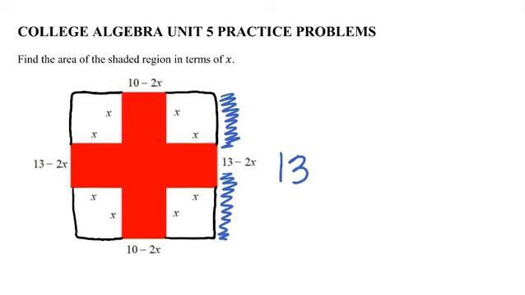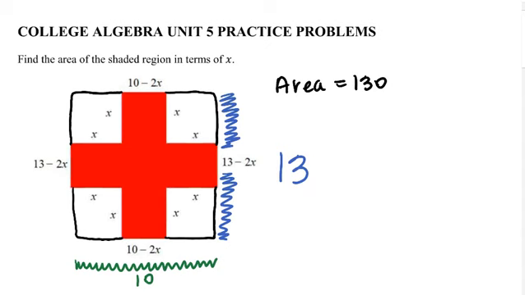Then you would do the same thing below. And so, anybody have any conjecture as to what this side length is? 10? Yeah, okay. So the area of the whole thing is 130. Except we cut out these 4 squares.